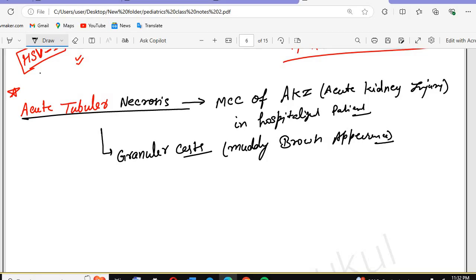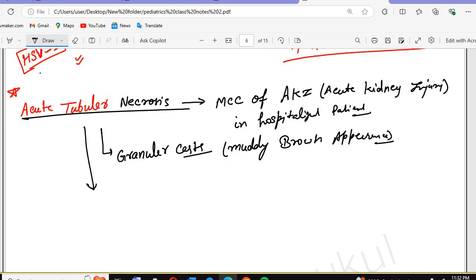Okay, that you have to remember. Again, you will see that there are some stages. First we have the inciting events, then the maintenance, then the recovery phases. So all these things would be there, but we are not going into the detail of that.